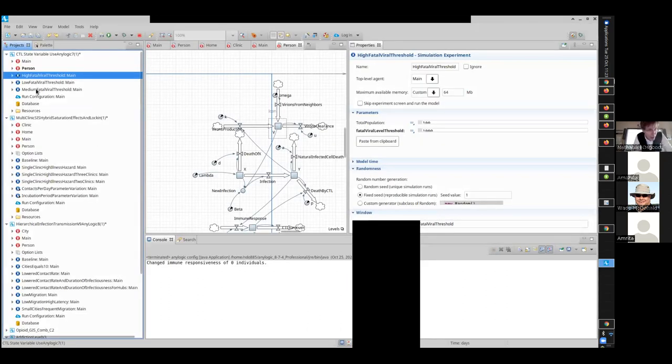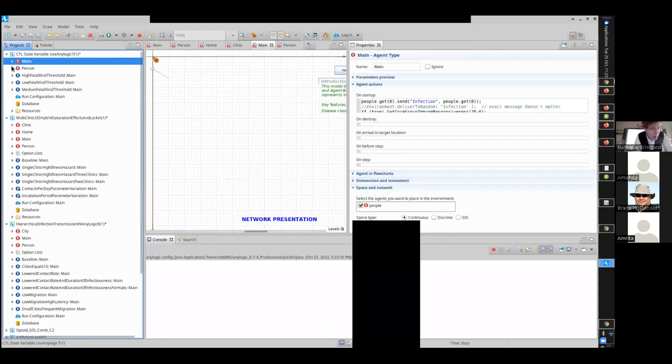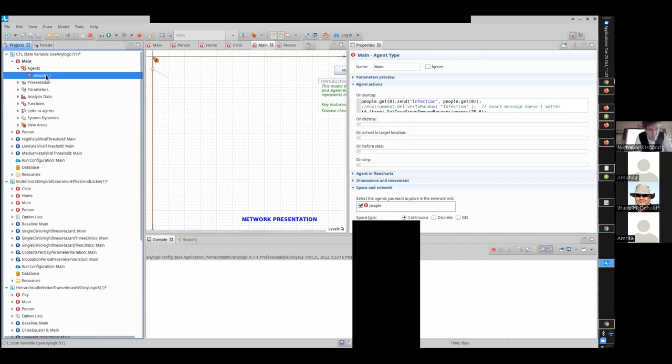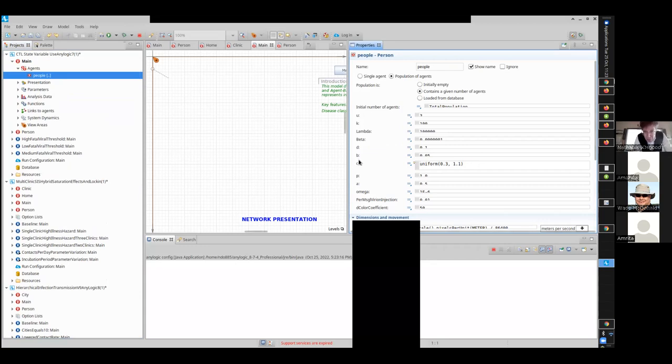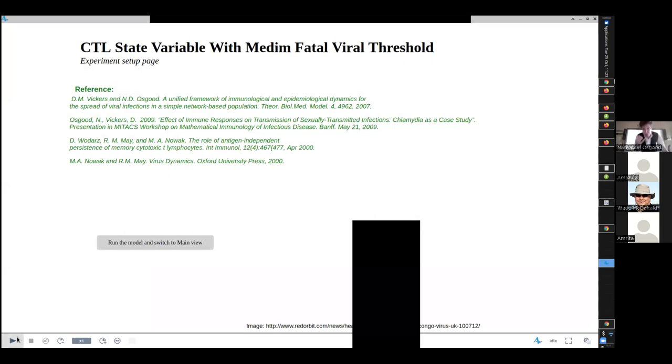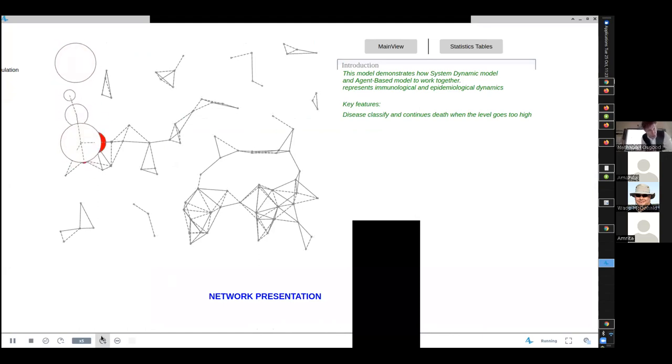Let's go look at it with a medium viral load threshold. Here we should have said people have their level of immune responsiveness, C, drawn from a distribution. So some people have stronger immune responses, some people have weaker immune responses. Diet can affect this. Presence of chronic disease can affect this. Age, as I said, and immunosuppressant drugs. You notice here, some people have died, actually.